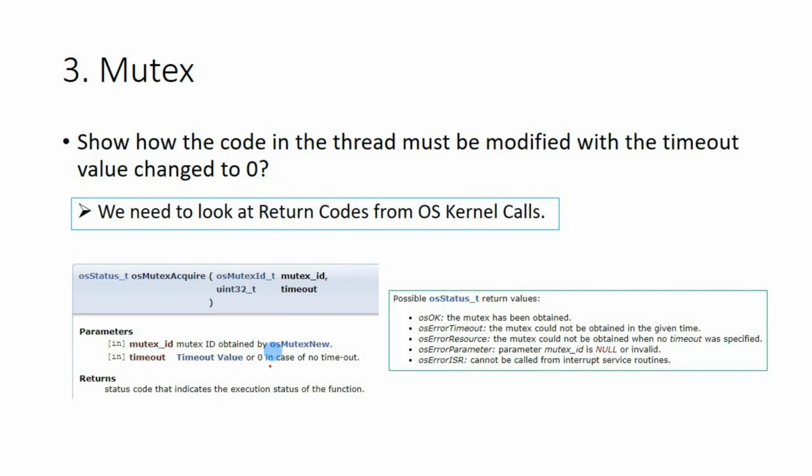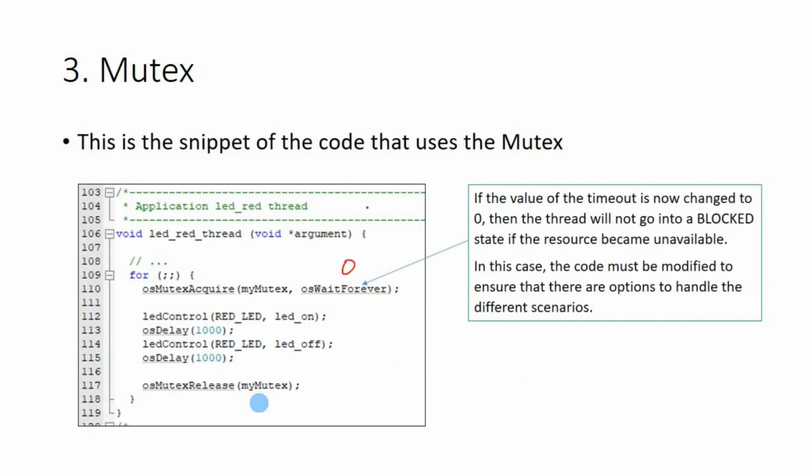A timeout value of 0 basically means you are not going to wait for the mutex at all. If you're not going to wait for the mutex and you're still going to carry on, does it mean you actually got the mutex? No, it doesn't guarantee that. So you are still going to proceed with the rest of the code. Over here, if I change this to 0, I will still proceed with the rest of the code regardless of whether I got the mutex or not.